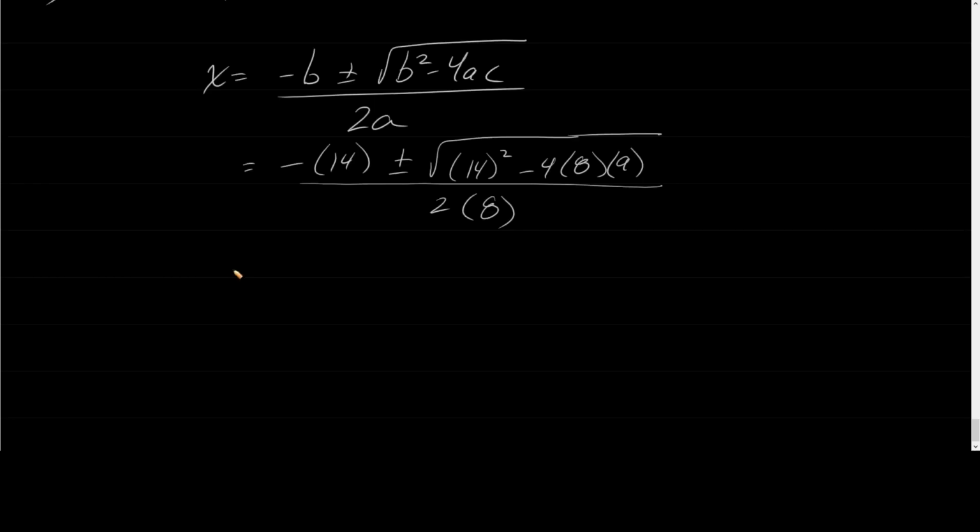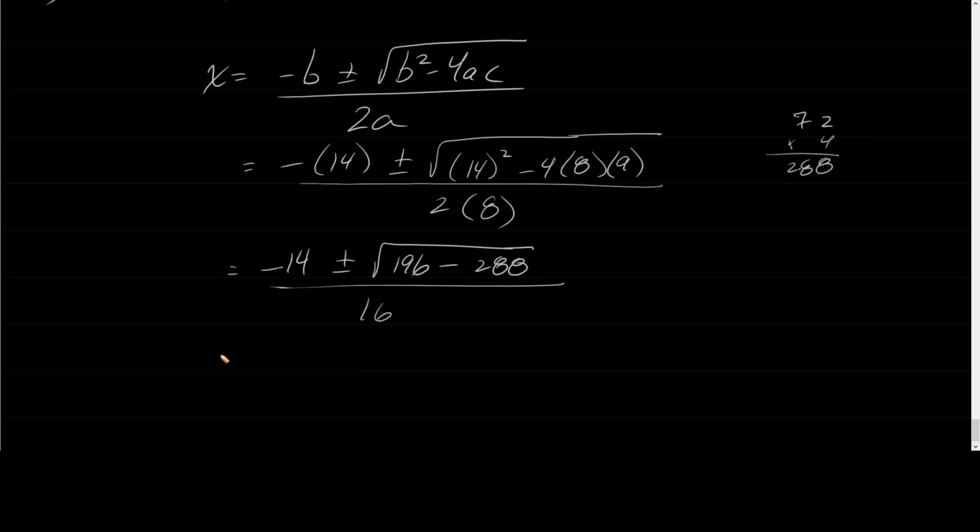And well, what does that give us? Let's see, we have negative 14 plus or minus the square root of 14 squared is 196 minus 4 times 8 times 9. Let's do it this way. 9 times 8 is 72. 72 times 4, well, 4 times 2 is 8. 4 times 7 is 28. So we have 288. And all of this over 16. And then we say here, we have 196 minus 288. 196 minus 288 is negative 92.